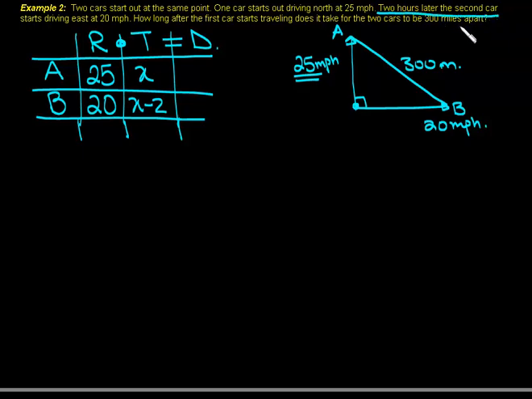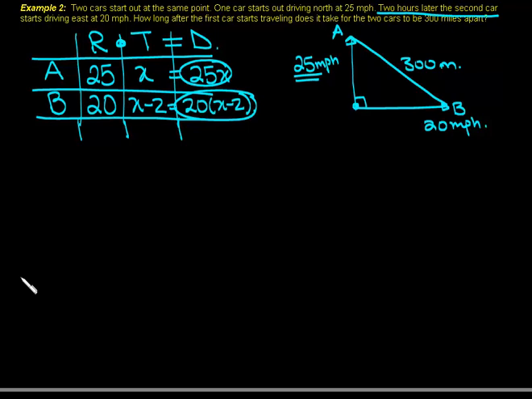Okay, how do I find the distance? That's easy, because to find the distance we take the rate of each car and the time each car was traveling and multiply them. So we get 25x, and 20 times x minus 2. So now we know the distance car A traveled, and the distance car B traveled. Now it's just a matter of creating an equation that we can solve.